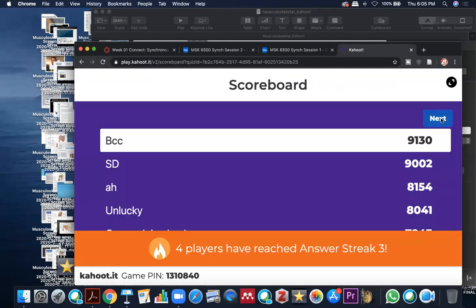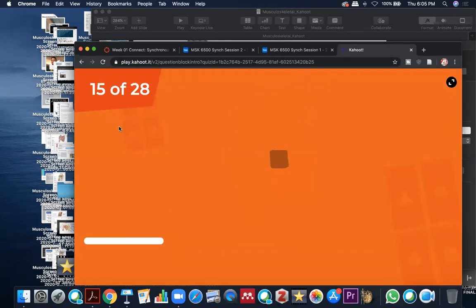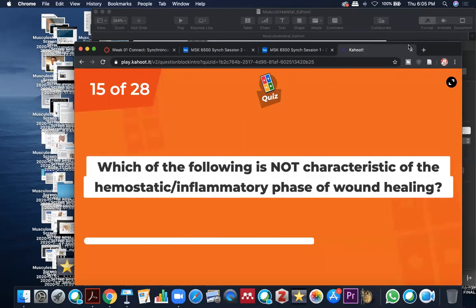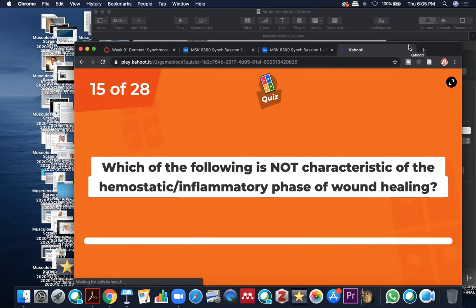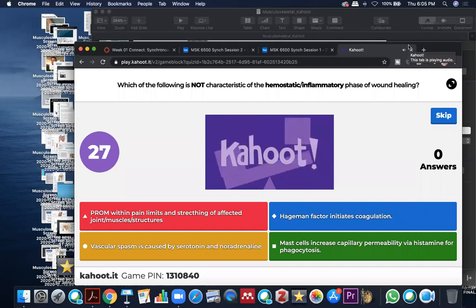So, all right, next one. I don't know that this is, let's see. I don't remember if this one might be one answer, which is not characteristic of the hemostatic and inflammatory phases of wound healing.